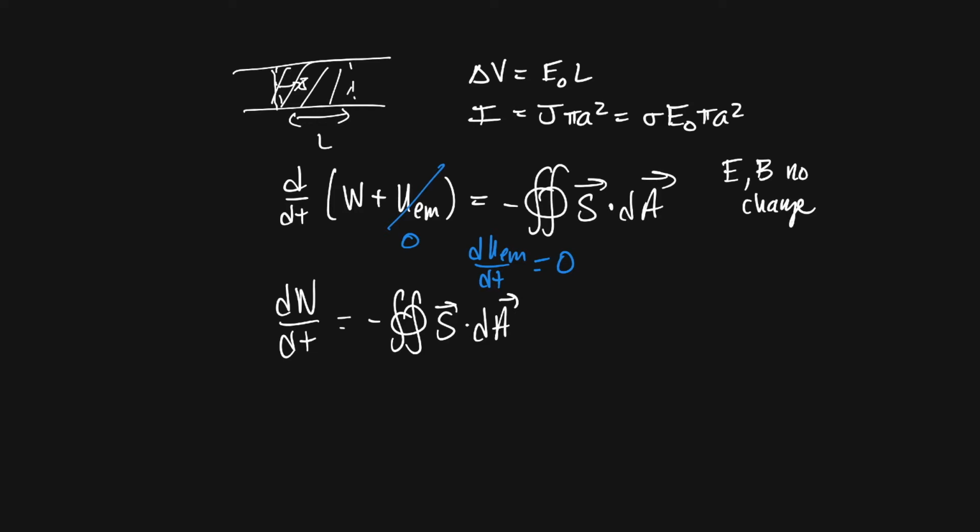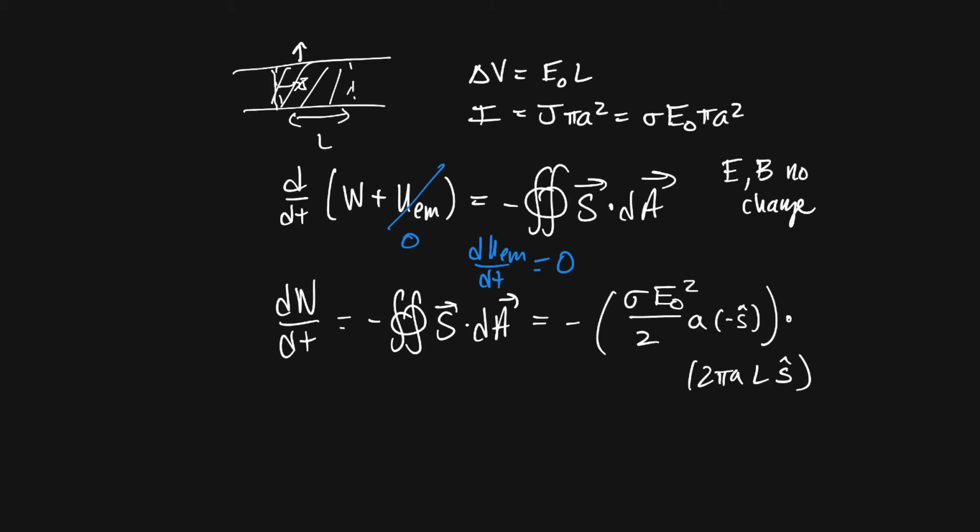So that is very simply the Poynting vector that we calculated earlier at the boundary, which is sigma E0 squared divided by 2 times a, and it points in the minus s hat direction. And to that, we are going to dot the area of the region that we're interested in, which is simply 2 pi a, that's the circumference, times the length, and that points in the s hat direction. The reason for that is that dA in this case points outward.